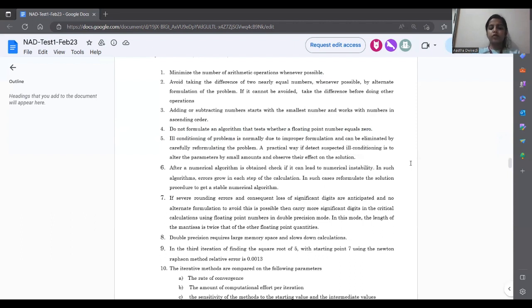Next, ill conditioning of a problem is normally due to improper formulation and can be eliminated by carefully reformulating the problem. A practical way, if we detect suspected ill conditioning, is to alter the parameter by a small amount and observe their effect on the solution.